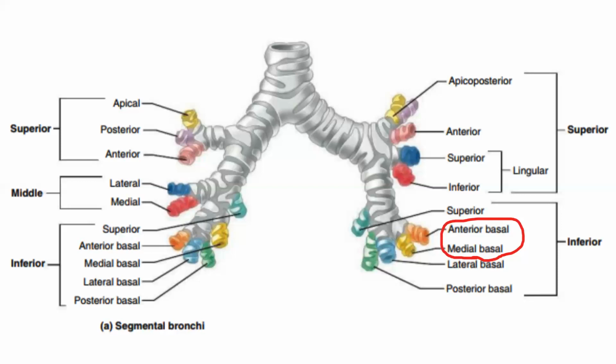And for the left lung, as we know, we only have two lobes, the superior and inferior lobes. Therefore, the main bronchus will divide into two secondary bronchi, one for the superior lobe and one for the inferior lobe. And in the superior lobe, it has 5 bronchopulmonary segments. So the left secondary bronchus will divide into 5 tertiary bronchi. The same thing for the inferior lobe.